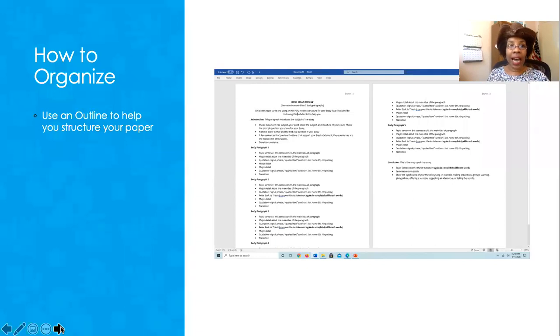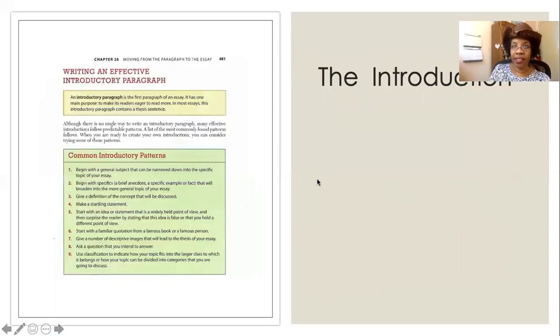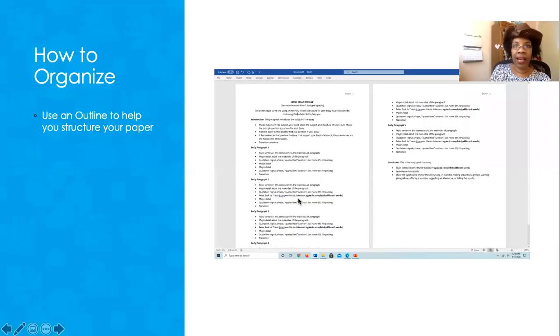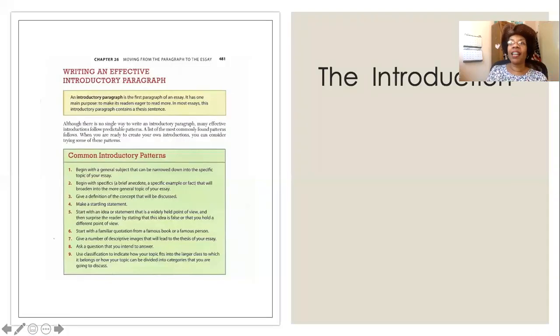Another way to organize is to use an outline to help you structure your paper. This is a basic essay outline, okay? Now this is also on your home page. It's just telling you what to put where. Write a topic sentence here, provide a quotation here, okay?